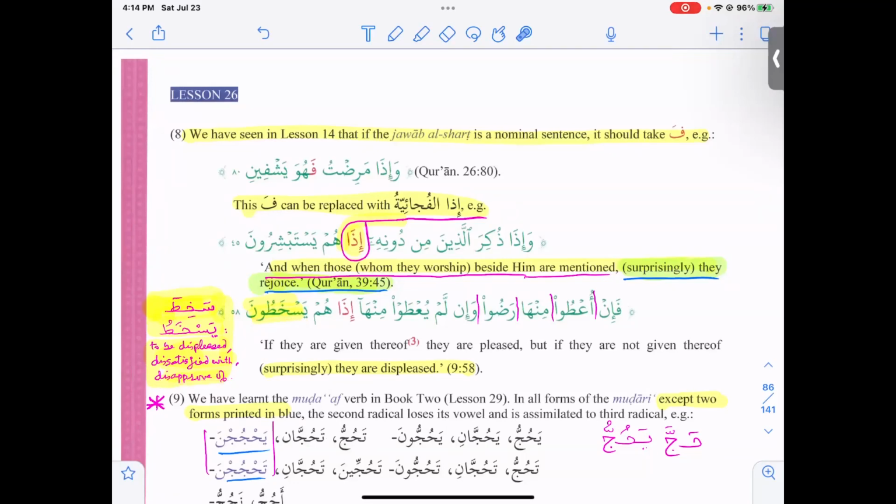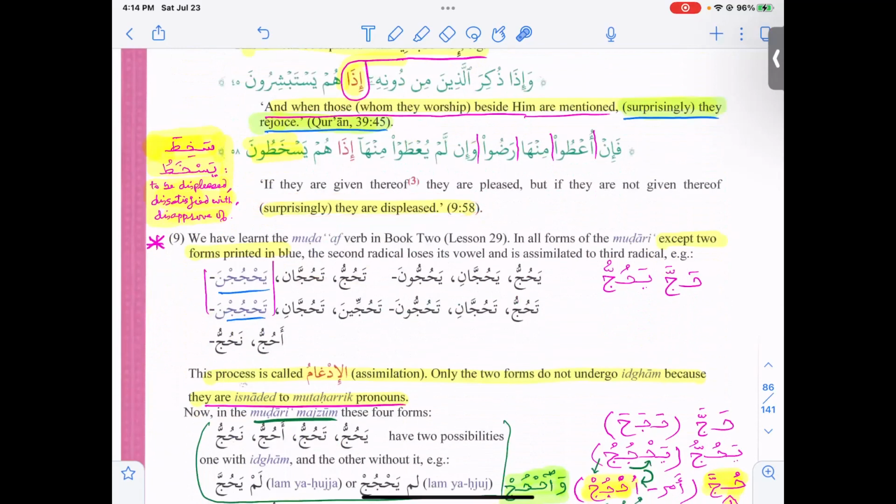So if they are given thereof, they are pleased. Wa in utu minha radu. Wa in lam yutaw, this wa is the naib fa'il. Minha, surprisingly yaskhatuna, they are displeased. Did you get the idea? Inshallah. Now, brother and sister, almost the time is over.